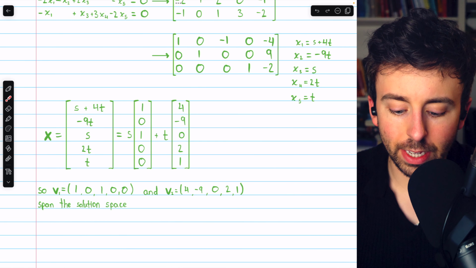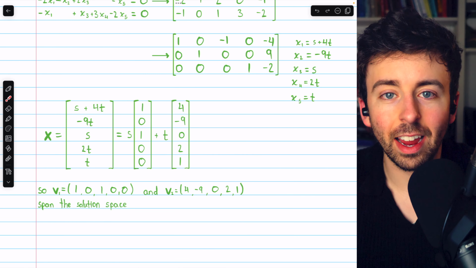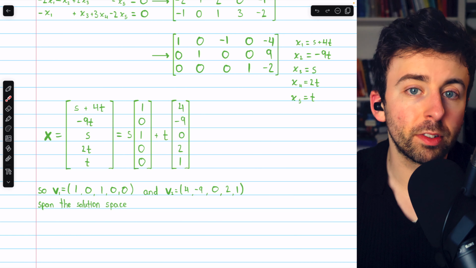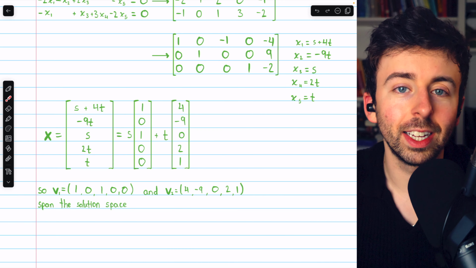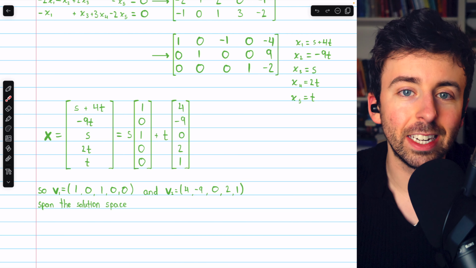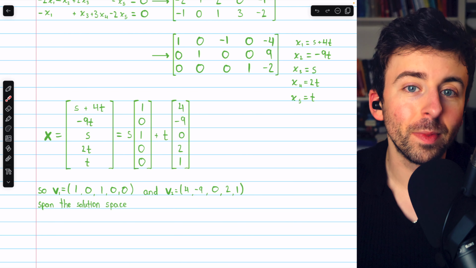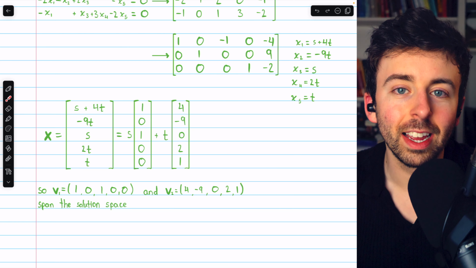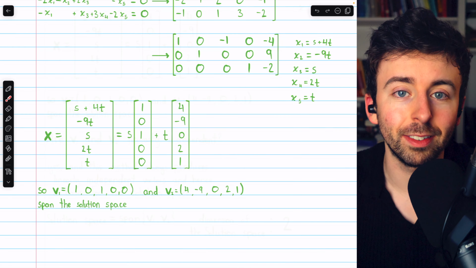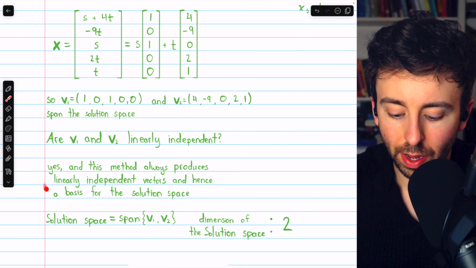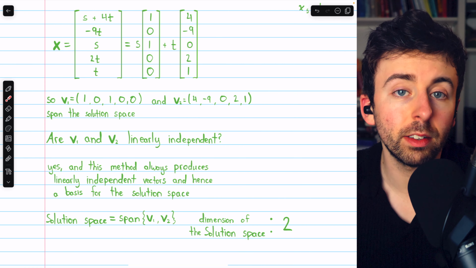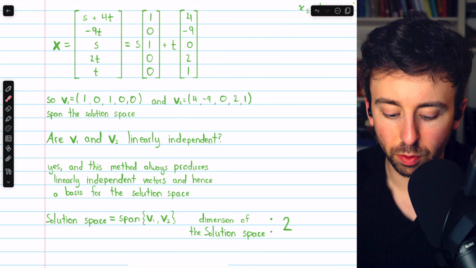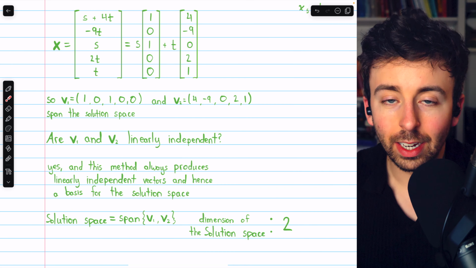Again, in this case, it's pretty easy to see these vectors are not scalar multiples of each other, and so they are linearly independent. But in general, solving a system like this with Gauss-Jordan elimination will always produce linearly independent vectors. So we're going to end up with a basis, and again, since there are 2 vectors in the basis, the dimension of the solution space is 2. So with Gauss-Jordan elimination, we found 2 vectors that produce a basis for the solution space. The span of those 2 vectors is the solution space, and the dimension is 2.